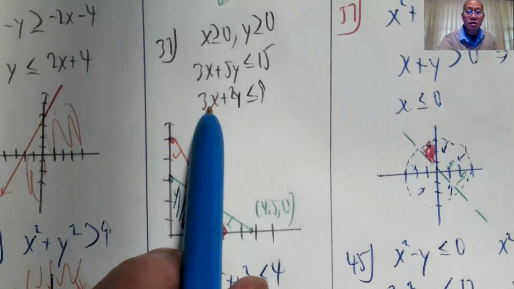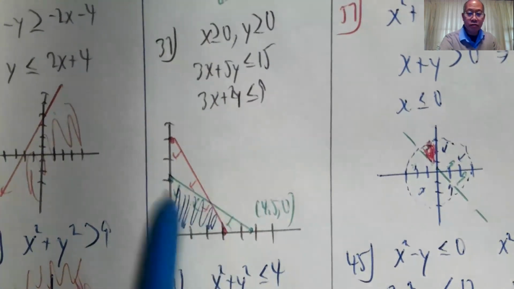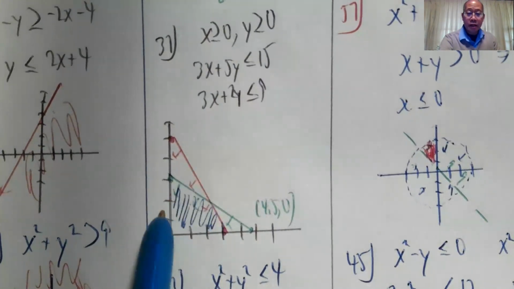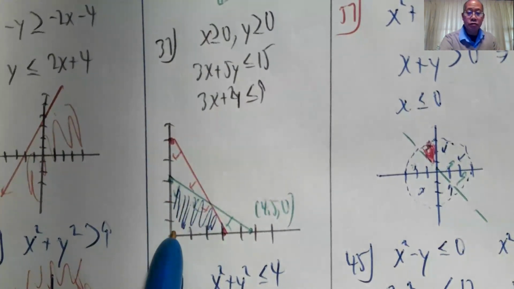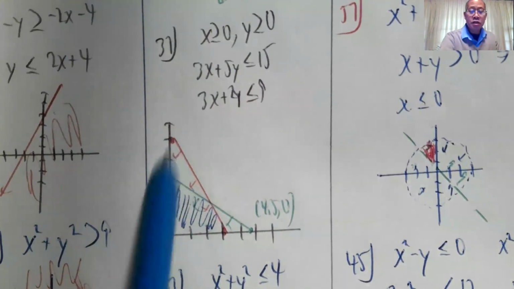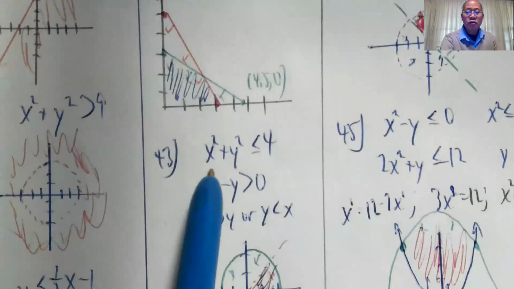And for this one, when x is 0, y is 4.5. And when y is 0, x is 3. So I have the green line. I want everything below. Okay, and it's below because the origin works, 0, 0 works. So I have this quadrilateral region right here, here, here, here. So it's in the first quadrant below the red and below the green. So it's that region there.